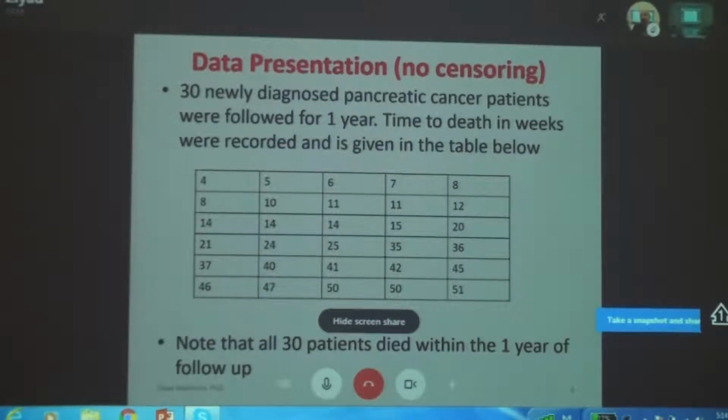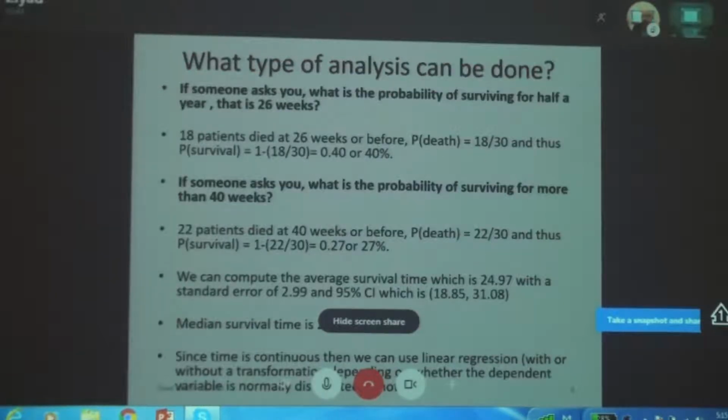I can ask the question, what's the average time of survival? What's the median time of survival? We can compute the average, add the numbers, divide by 30. The median, actually, is about 20.5. If somebody asks me what is the survival up to 26 weeks, I can see up to 26 weeks there's 12 more surviving, 18 dead, so I can compute a lot of things. So a lot of these analyses can be easily done.